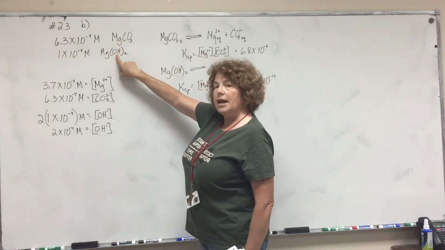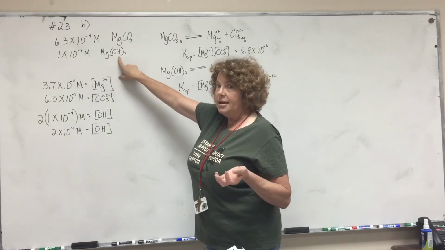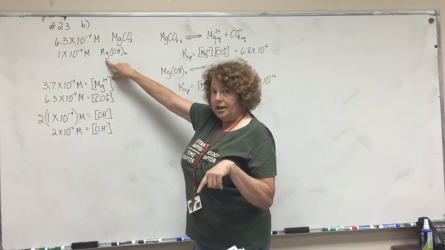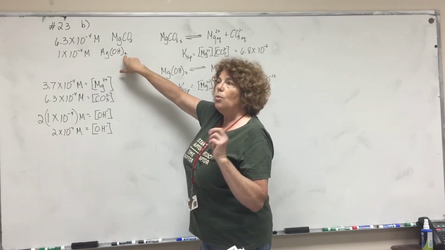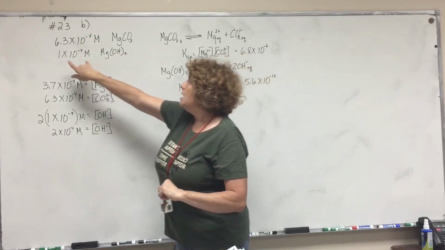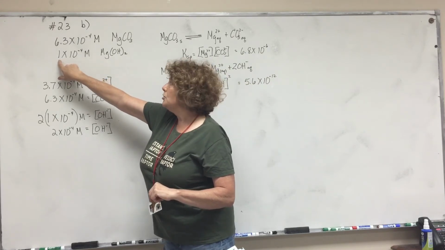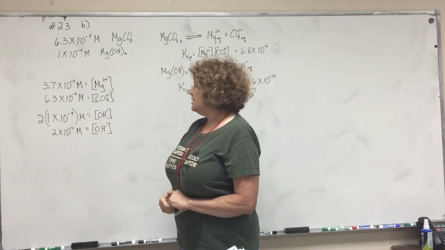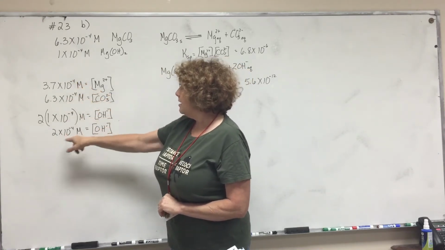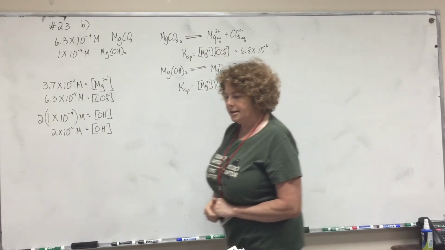Now, if you look over here, for every mole of magnesium hydroxide, you have 1 mole of Mg, but you have 2 moles of OH. So when this splits up, you're going to have double that amount of molarity of OH. So you do that times 2. So the molarity of your OH is there. So now you have what you're going to plug into your solubility product constant.